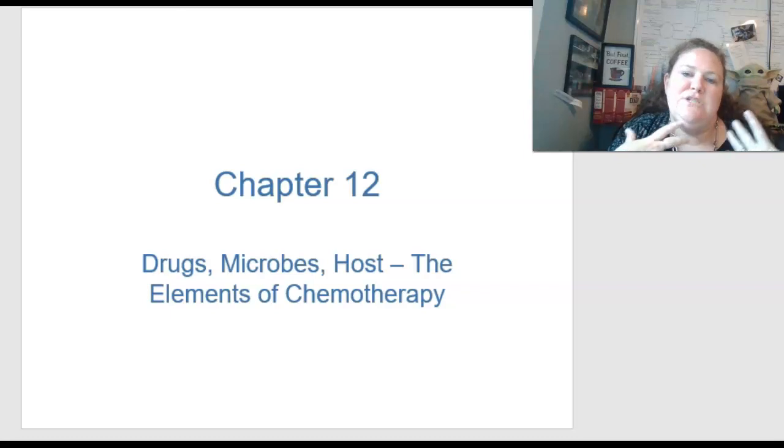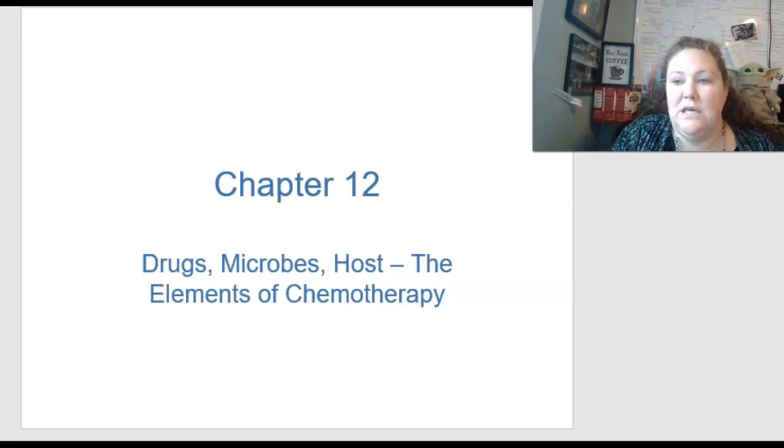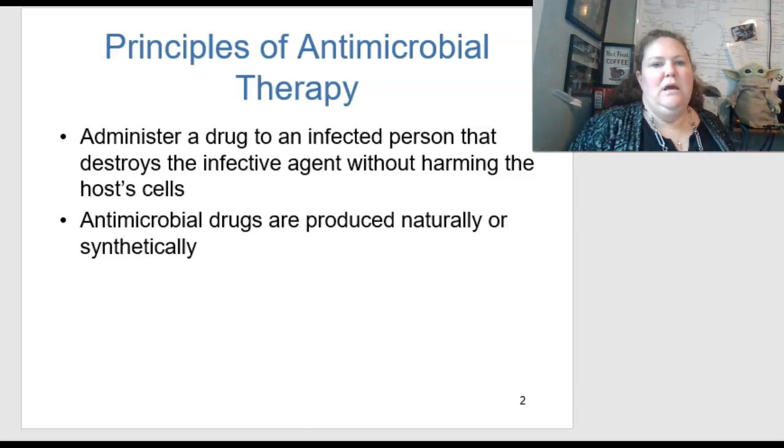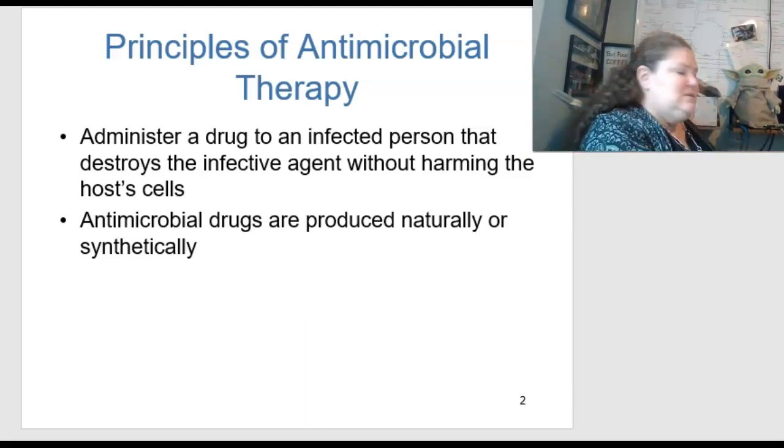So, this is going to be about chapter 12, which is on drugs, microbes, and host, which would be the elements of chemotherapy. So, the principles of antimicrobial therapy are that we need to administer a drug to an infected person, that destroys the infectious agent without harming the host cell.